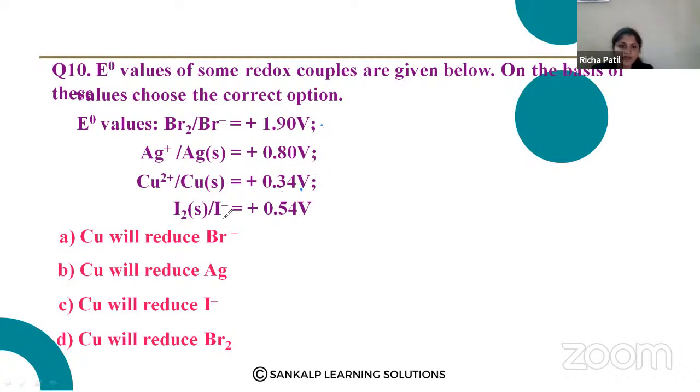Therefore, which will reduce? Cu will reduce. So D option. That is, copper will reduce Br2. How will it reduce? If I write this reaction, you will come to know.